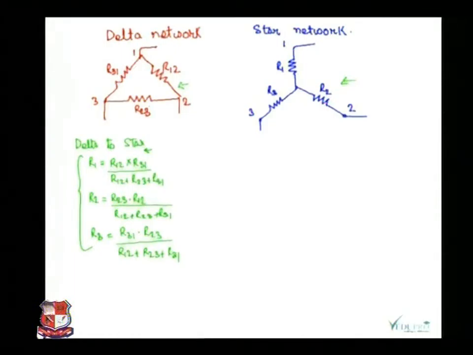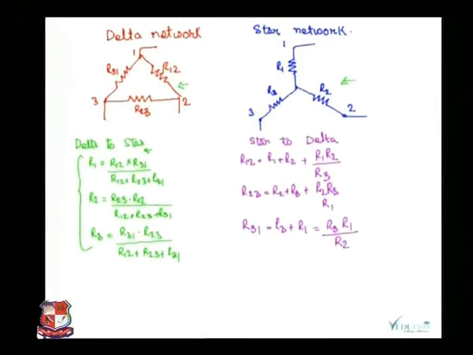Now we will see how a star network is converted into a delta network. The resistances in a star connection can be converted into the resistances in a delta connection using these three formulas. So to make a simple circuit from a complex circuit, we use these formulas.